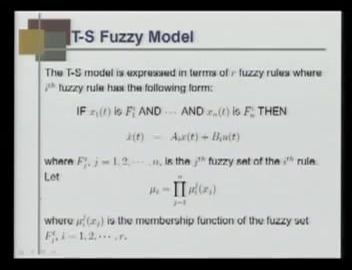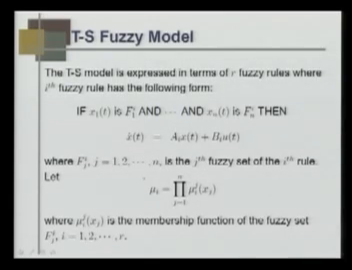Finally, summary. The TS fuzzy model is expressed in terms of R fuzzy rules, where the ith fuzzy rule has the following form. If x1(t) is f1i and x2(t) is f2i and so on until xn(t) is fni, then x dot(t) is Ai x(t) plus Bi u(t). This is my ith fuzzy rule consisting of n states, and each state is a fuzzy variable, where the fuzzy variable fji is the jth fuzzy set of the ith rule.